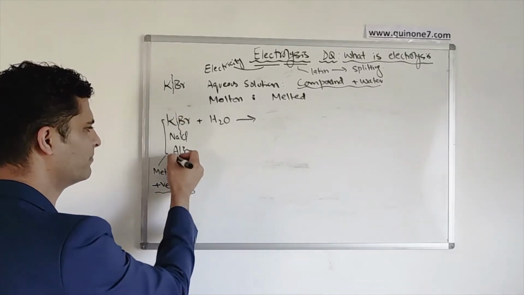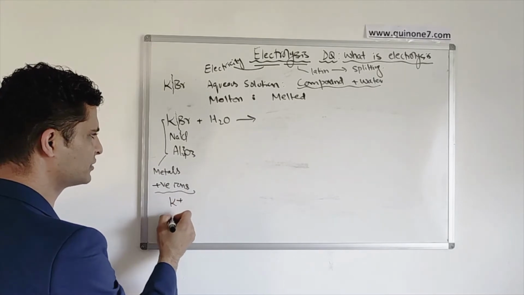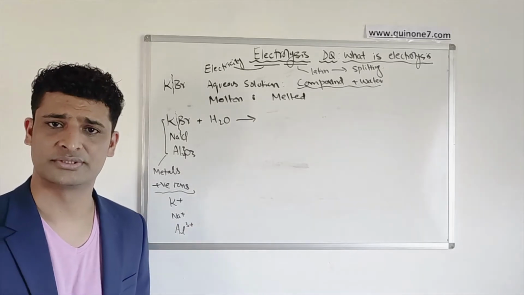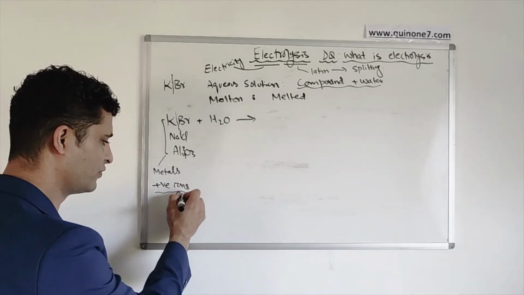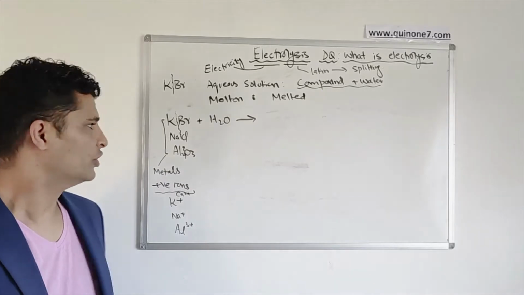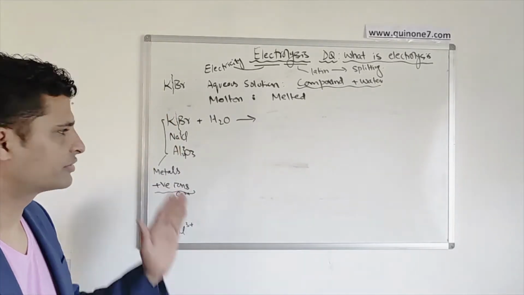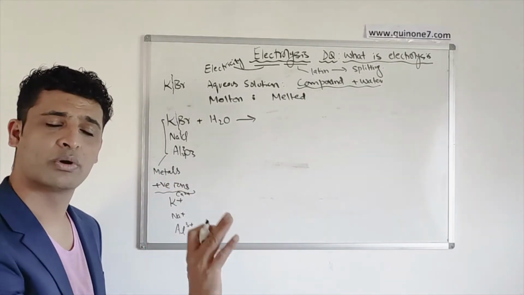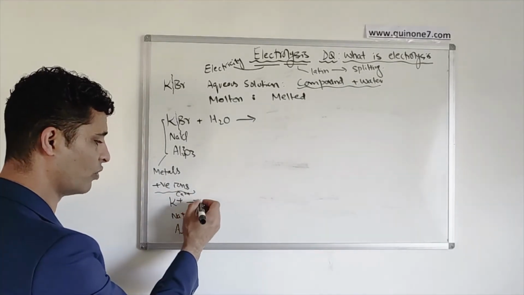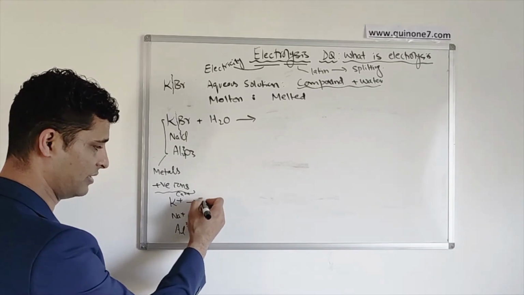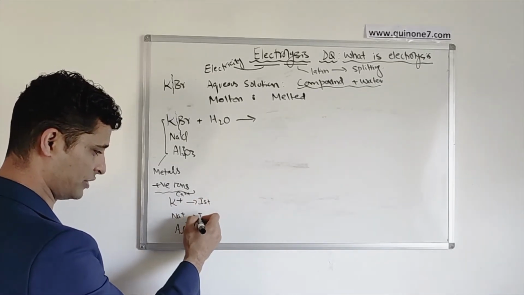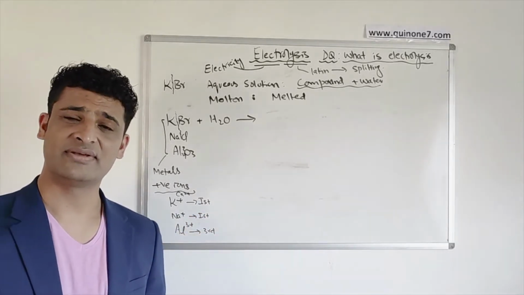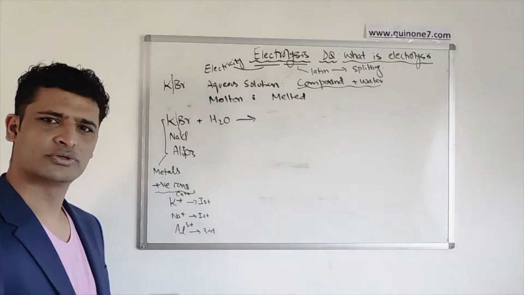So they will produce K+, Na+, and Al3+ ions. And you can have calcium as well, the Ca2+ ion. So the first bit of any compound always makes a positive ion. Now this +2, +1, +3 is based on the position in the periodic table. Potassium and sodium belong to the first group, aluminium belongs to the third group, so they have 1 and 3 electrons in the outer shell.